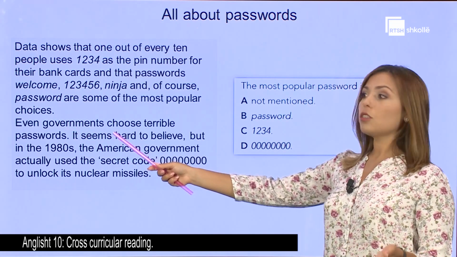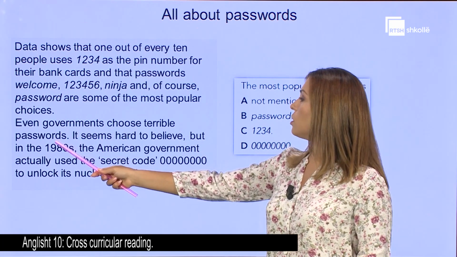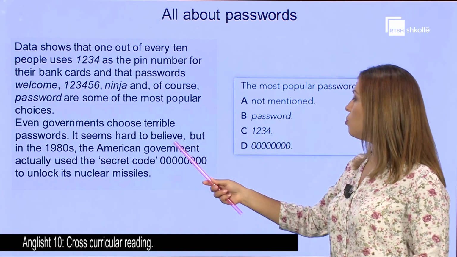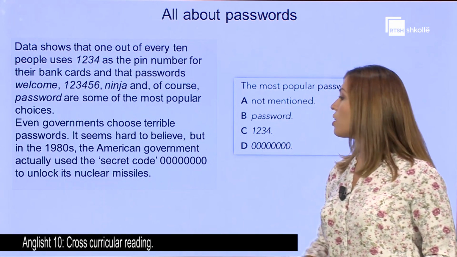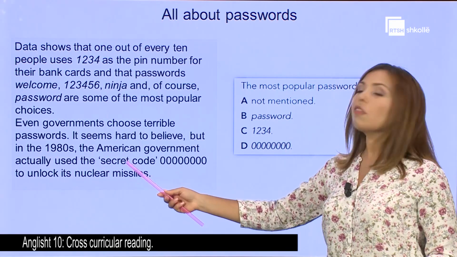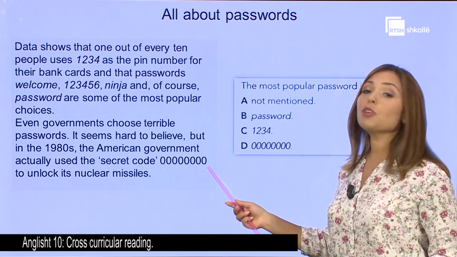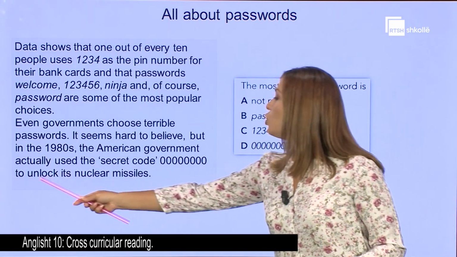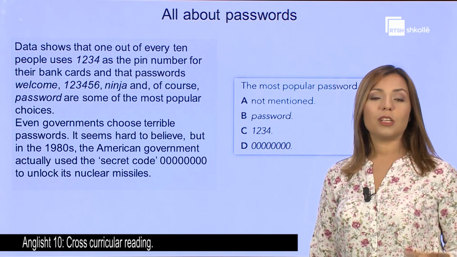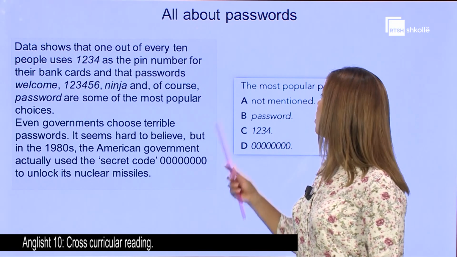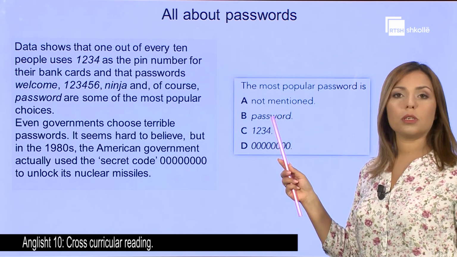Even governments choose terrible passwords. It seems hard to believe, but in the 1980s, the American government actually used the secret code, zeros, many zeros, to unlock its nuclear missiles. So, the most popular password.